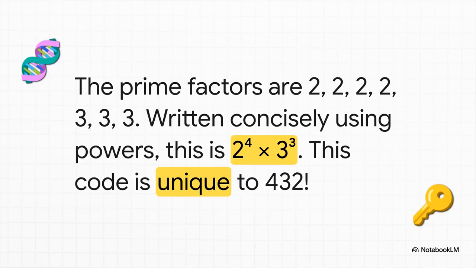So once all your branches end in circled primes, you just gather them all up. For 432, we ended up with 4 2s and 3 3s. The neatest way to write this, and how you'll get the marks in an exam, is using powers. So we write it as 2 to the power of 4 times 3 to the power of 3. And that right there is the unique prime code for 432. No other number in the universe has that exact same code.